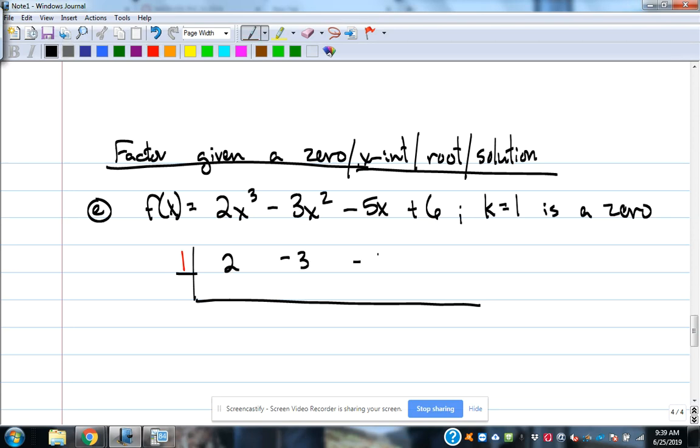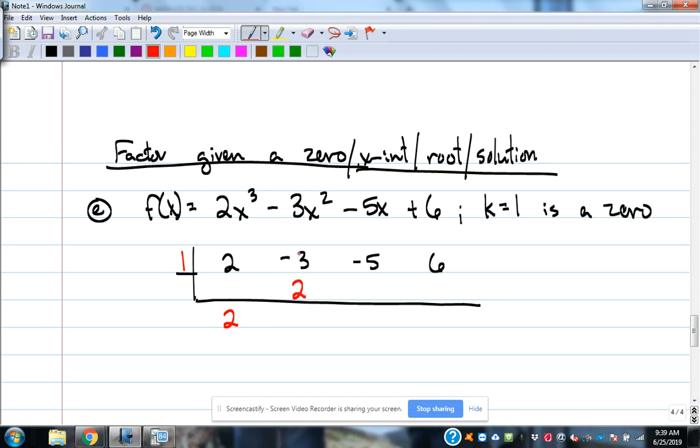2, -3, -5, and 6. So I'm just setting up my synthetic division the exact same way I've done the last 4 examples. Nothing's changed here. The only difference is how they gave me what to start with. So then I take that and I just drop the 2 down and work my synthetic.